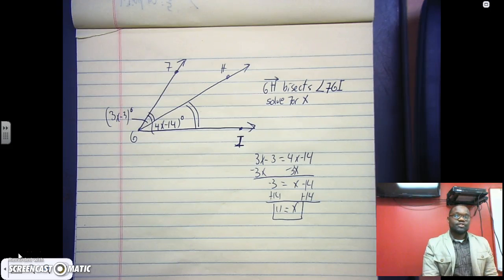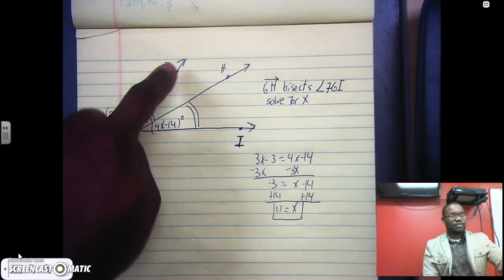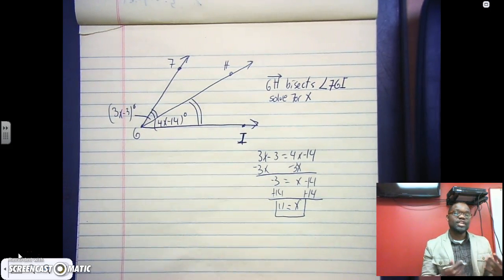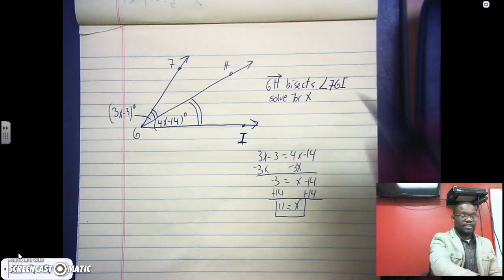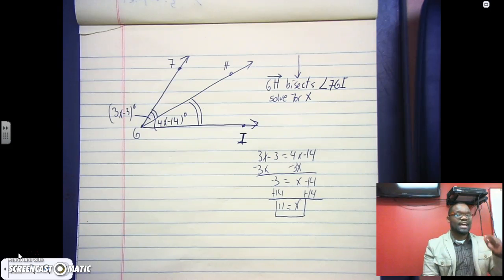So that's an example of using an angle bisector. I know that this line or this ray cuts this angle FGH into two equal halves. And once I understand the definitions, which are going to become very important in geometry, then I can apply them in my instruction.